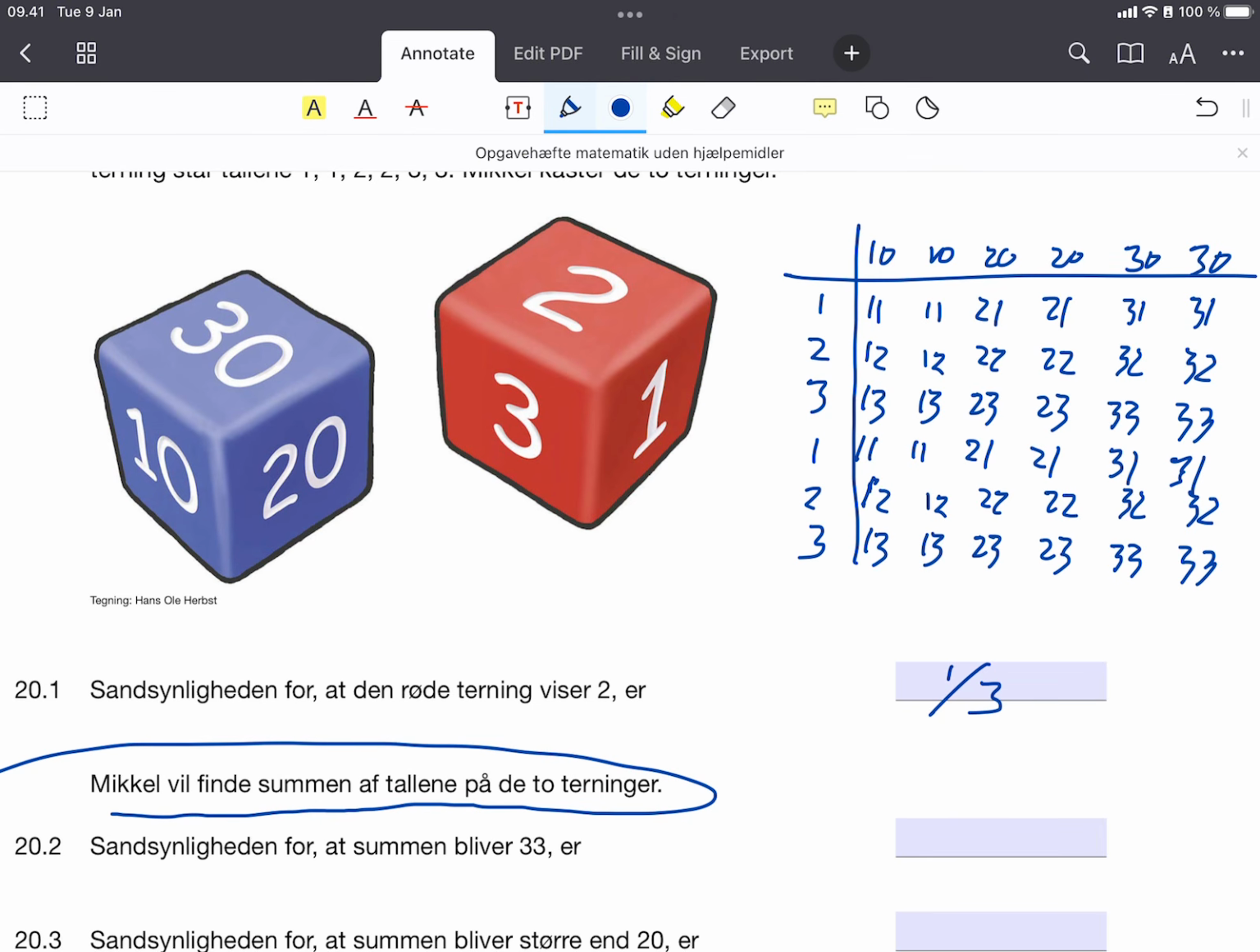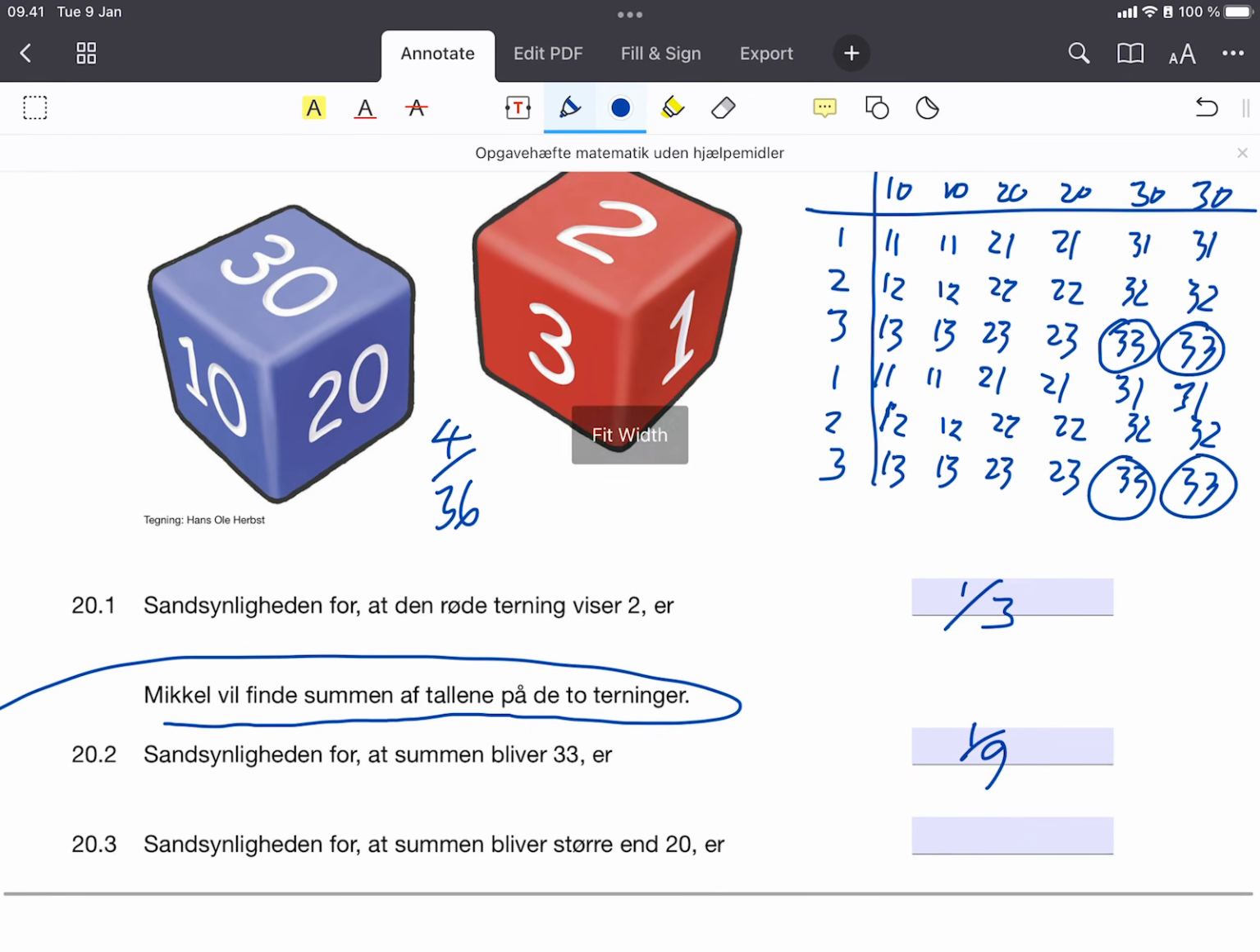There we are. Okay, so the chance of the sum being 33. That can happen with a 30 and a 3, and there's 4 ways that you can get the 30 with the 3 out of the 36 ways it could end up. So it's 4 out of 36, which is the same as a ninth.